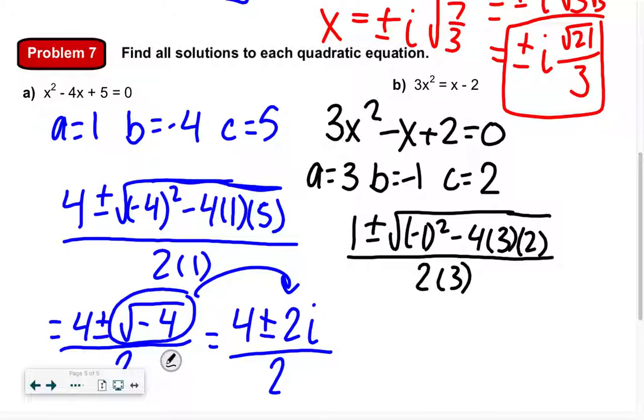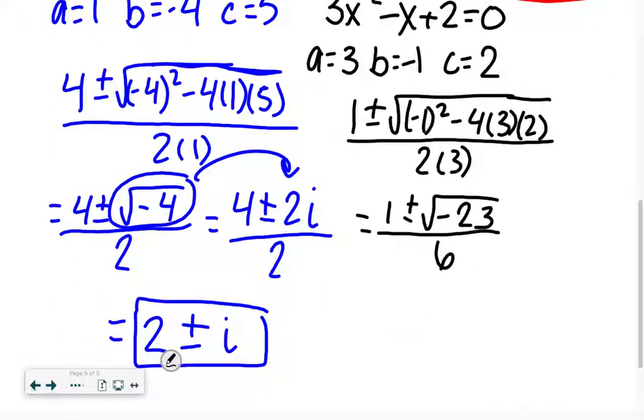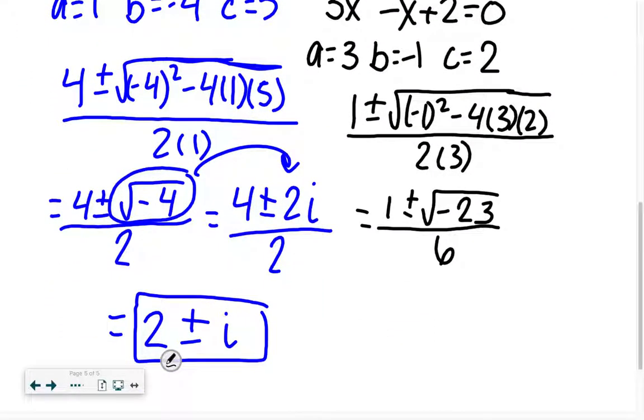Okay, we're so good at the mental math, let's do it again. I have my 1 plus or minus square root. Negative 1 squared is 1. 4 times 3, 12 times 2. So I have 1 minus 24, which gets me negative 23. Look at that. All over 6. Can I do anything with the square root of negative 23? Pull out an i, but nothing else, right? So I have 1 plus or minus i square root of 23.